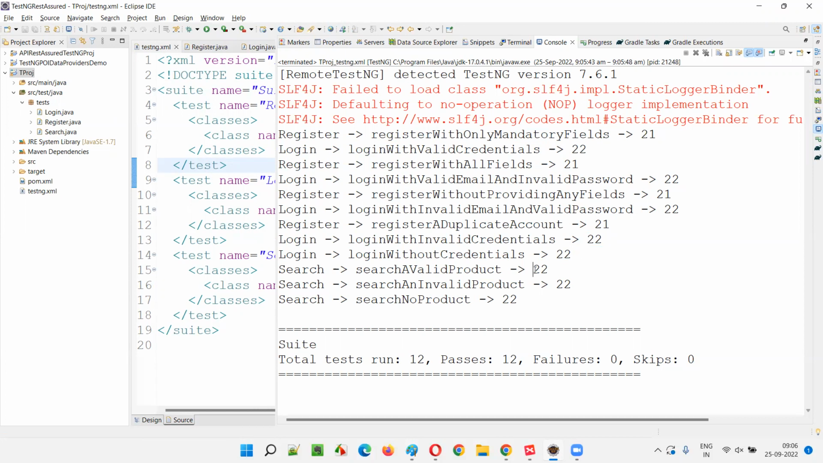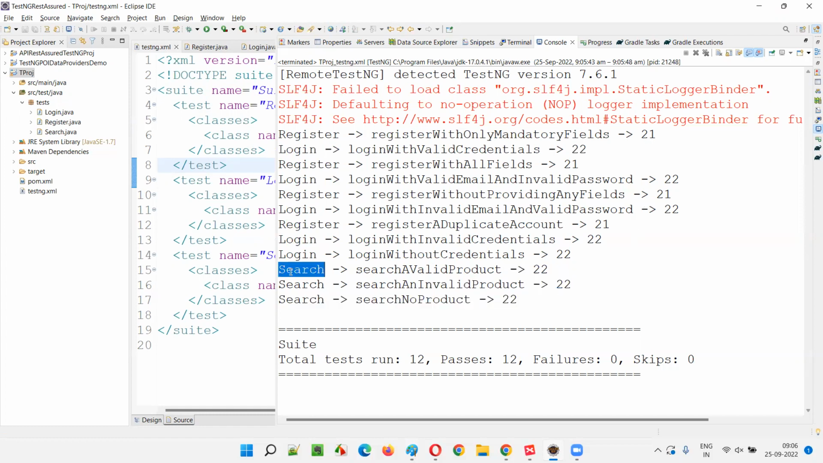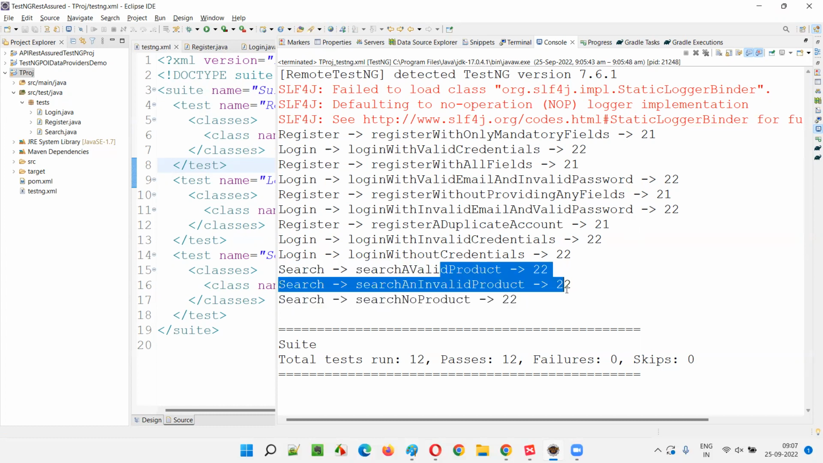So what happened was, search has chosen one of these two threads, 21 or 22, whichever is free at that time. The search test group has taken that particular table, and one from each of them has occupied a table, one after another. They have occupied the threads. This is how it works, guys.